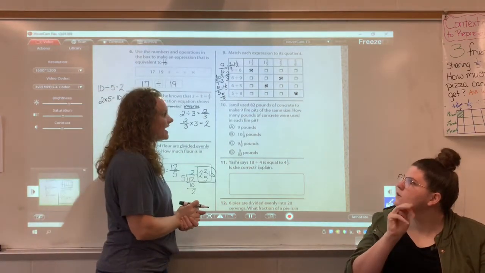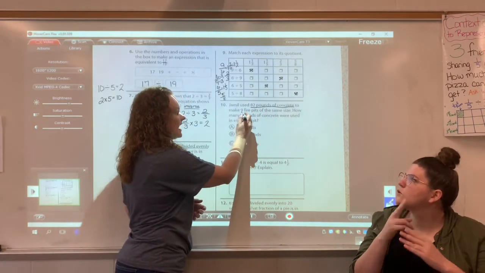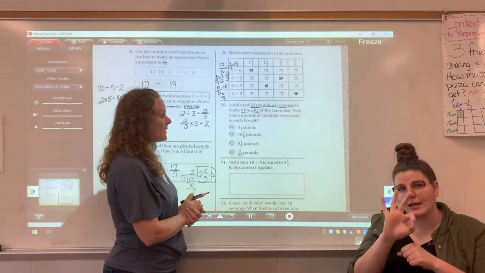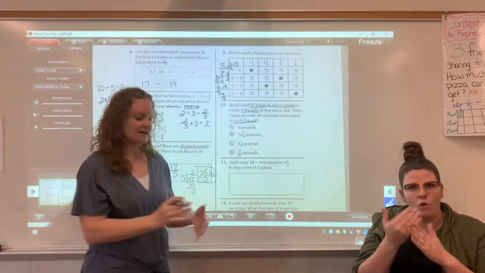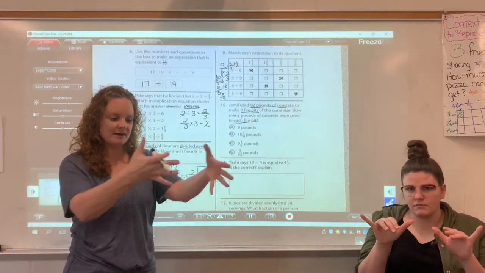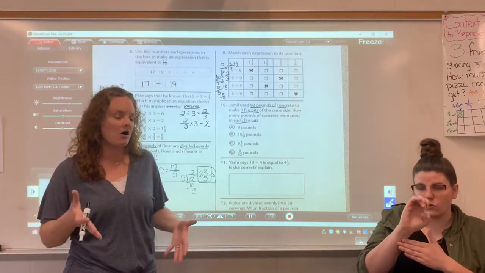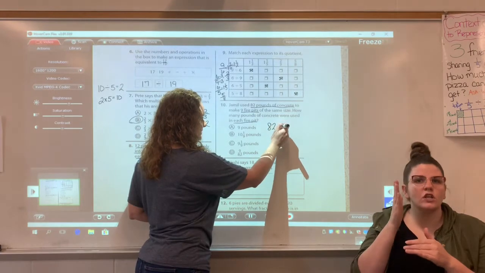Jamil used 82 pounds of concrete to make 9 fire pits that are each the same size. How many pounds of concrete were used in each fire pit? So he has all of his concrete here. He wants to make 9. So he needs to figure out how much he can use in order to make all 9. So he's going to take his 82 and divide it by 9.